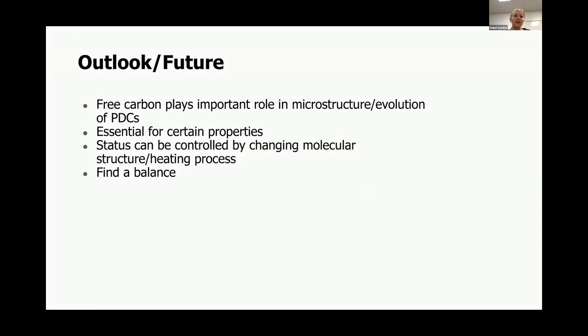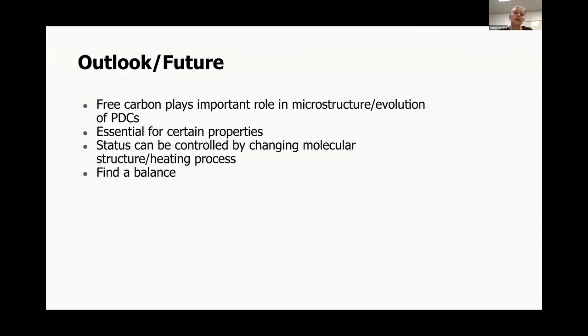And then finally, I just wanted to go over a general overview of everything I've taken and learned from this. So basically, free carbon is going to play a very important role in the microstructure and the structural evolution of the PDCs, and it's going to be essential for certain properties and for certain applications. And also, the status of the free carbon can be controlled by changing the molecular structure of your precursor or your method of heating.